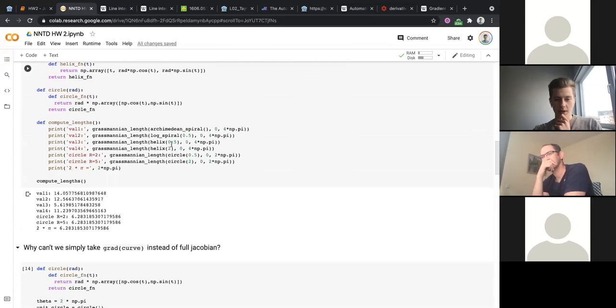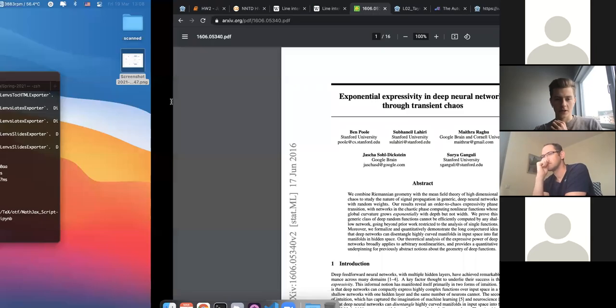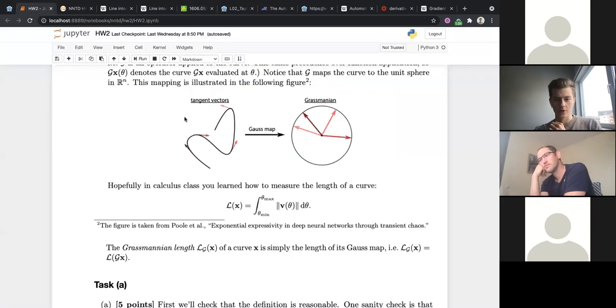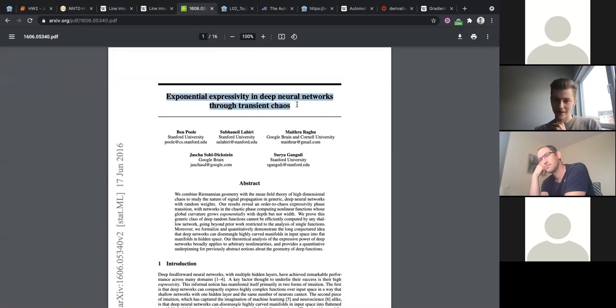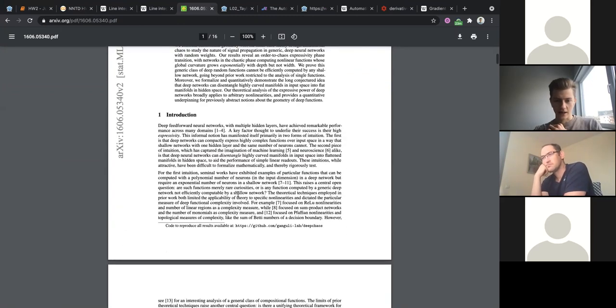The point I also wanted to make about this is that the most confusing part is not just that the Grassmannian length changes for different helixes, but the fact that for a bigger radius, the Grassmannian length is bigger. Why that is confusing to me is because of this paper, which our assignment takes this picture from, and the whole idea of using Grassmannian length for neural nets is this paper called Exponential Expressivity in Deep Neural Networks Through Transient Chaos. These guys make extremely complicated stuff here with Riemannian geometry, mean field theory of high dimensional chaos, et cetera, et cetera.